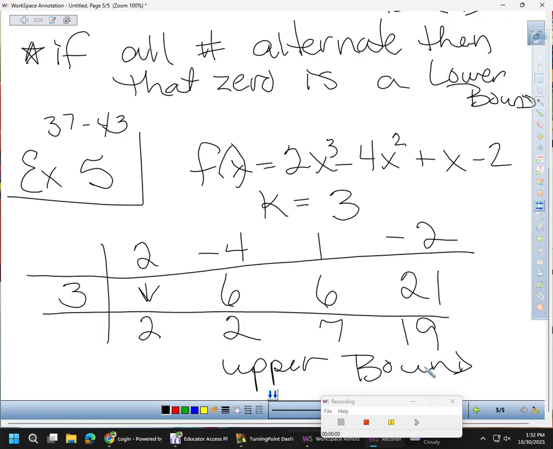If you do it and your signs alternate on the bottom, then that's a lower bound. Do you want an example of one of those? Okay. An example would be something like this, exactly like this, but then maybe it'd be 2, -2, 7, -19. The signs change.